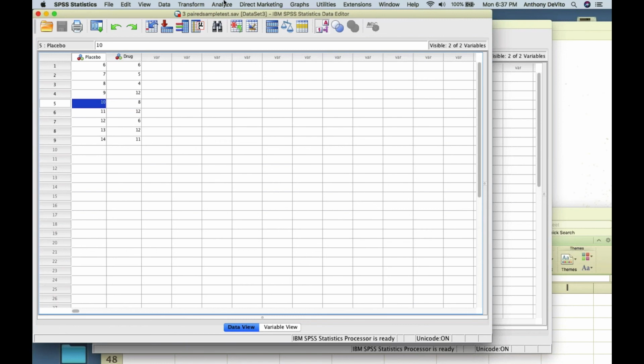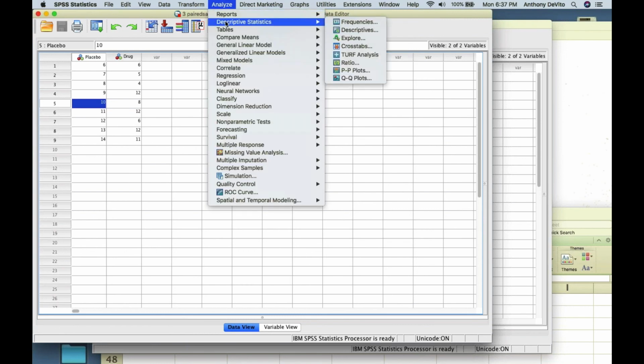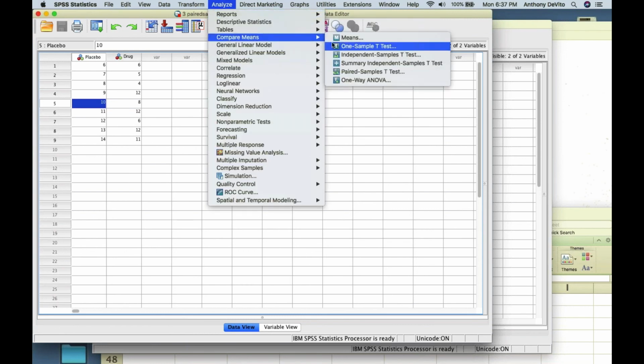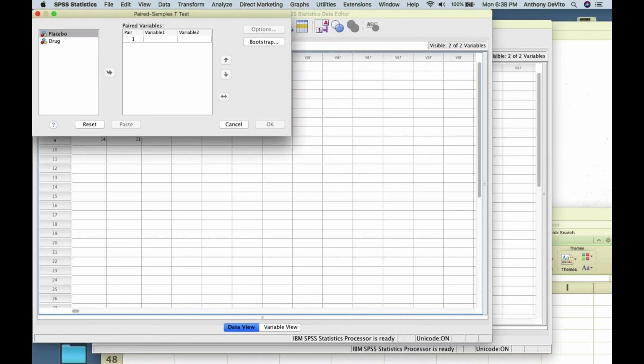So I'm going to go ahead and do this analysis. Analyze, descriptive statistics, compare means, paired samples t-test. Notice that it won't let me do this. This won't light up until I move two variables in here: the value for the placebo and the value for the same people for the drug.